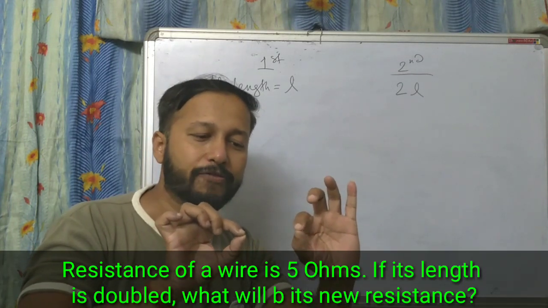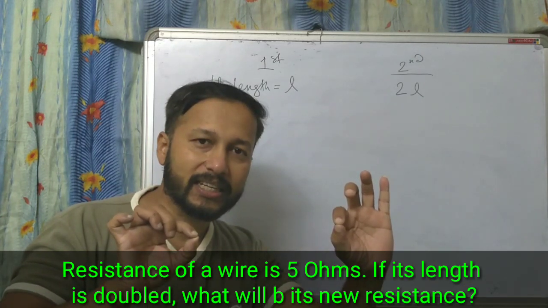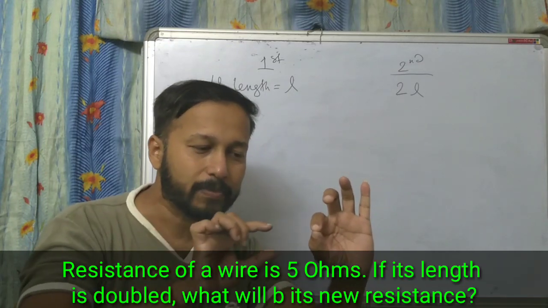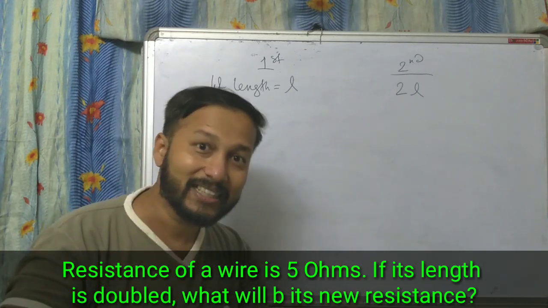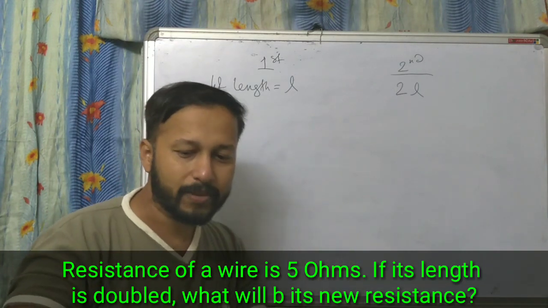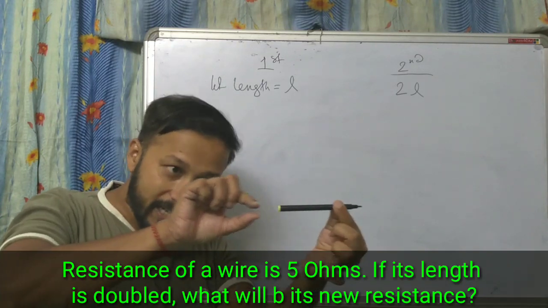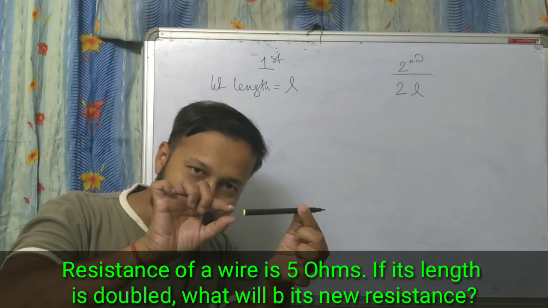Now, if I pull a rubber band from both sides, that means I am increasing the length. But you will notice that the thickness of the rubber band decreases. In the same way, this is the wire given to me, and if I increase its length, its thickness will decrease.